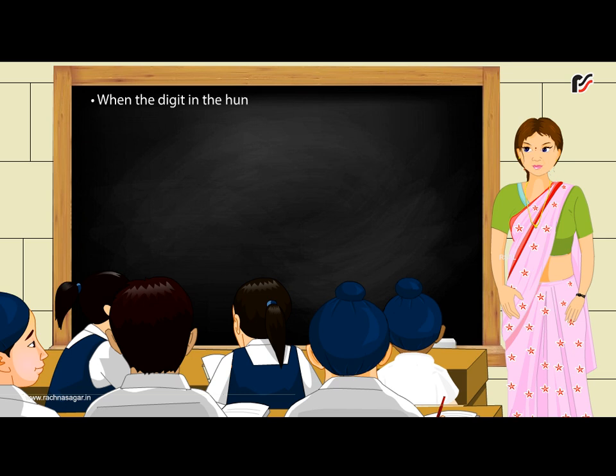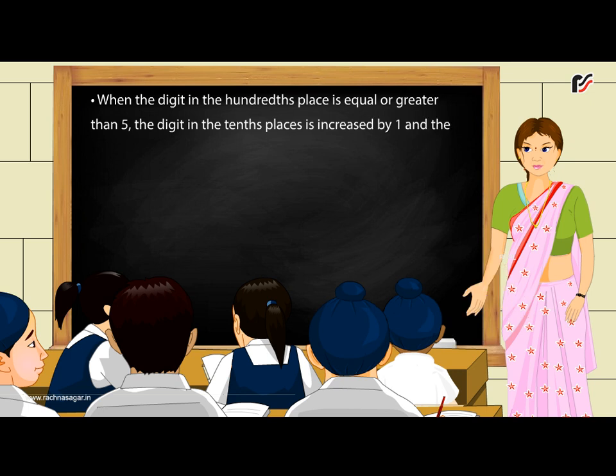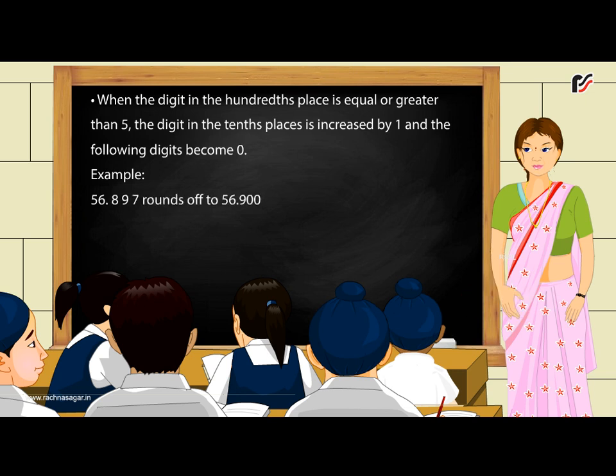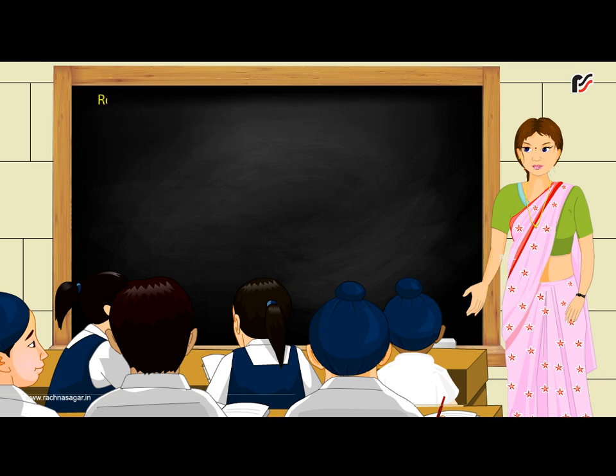When the digit in the hundredths place is equal to or greater than 5, the digit in the tenths place is increased by 1 and the following digits become 0. Example, 56.897 rounds off to 56.900 since 9 is greater than 5.